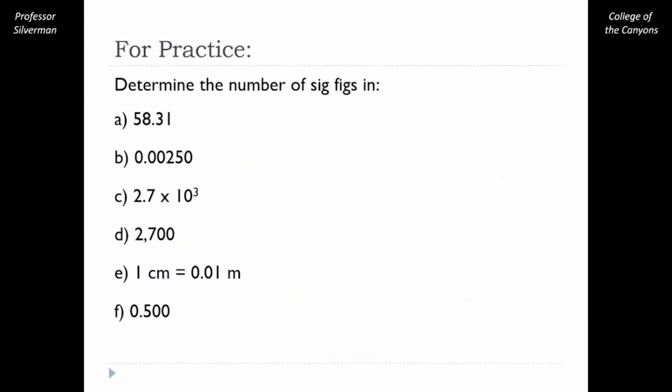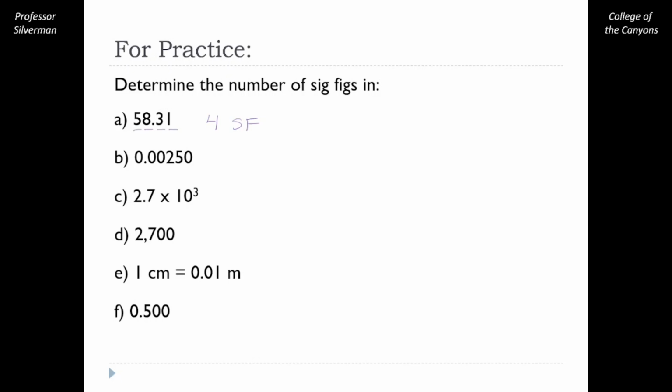Let's put these to the test. We can try to count up the number of significant figures in each of these values. For question A, everything that's not a 0 counts. So we have a 5, an 8, 3, 1. We have 4 total digits. All of them are significant. We can write this as 4 significant figures.